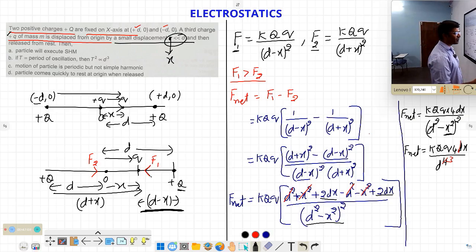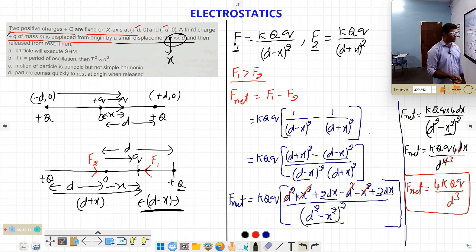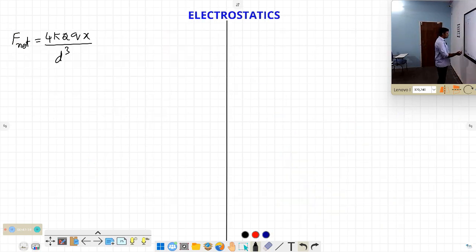So this is one of the relations you are going to get. Net force is equal to 4k Q small q x by d cube. This is one of the most important relations you have to keep in mind. So finally we got F net equal to 4k capital Q small q x by d cube.